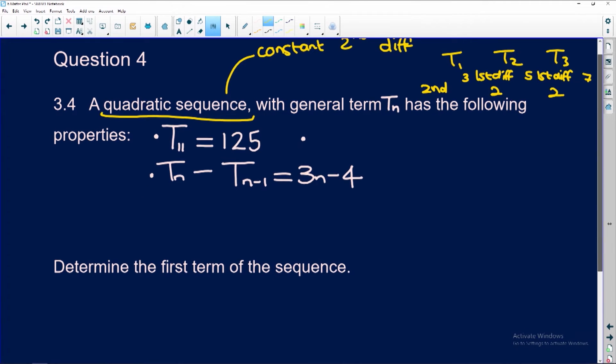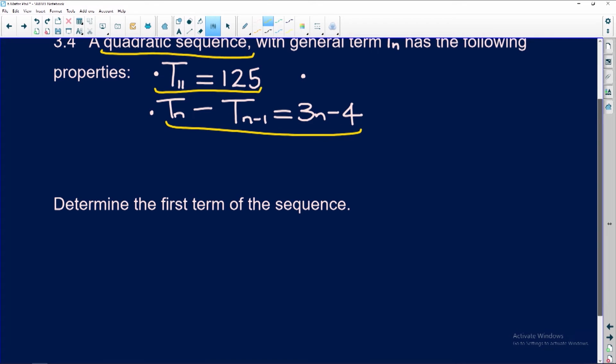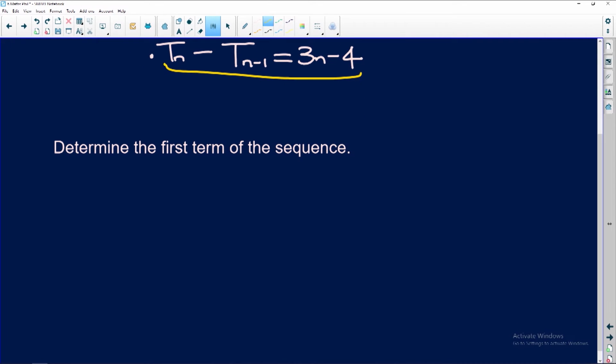This question is a little bit iffy, okay? Because term 11 is cool. We've got a value for term 11. We have no other terms. This statement here, okay, I'm going to try and walk you through it. What does Tn minus 1 mean? If I'm looking at term 10, and then I say term of n minus 1, that means that if n was 10, Tn minus 1 is term 9. So they're saying that the difference between these two terms is given to us by 3n minus 4.